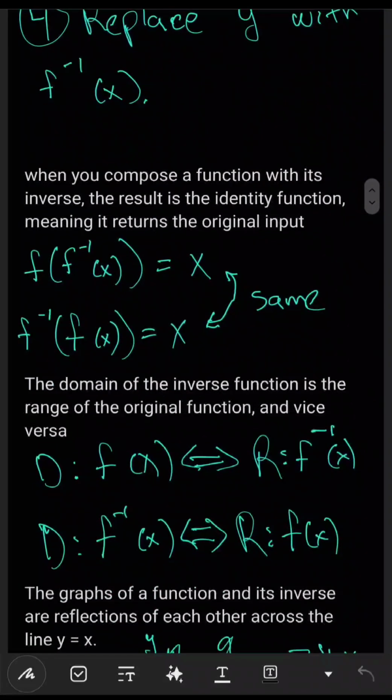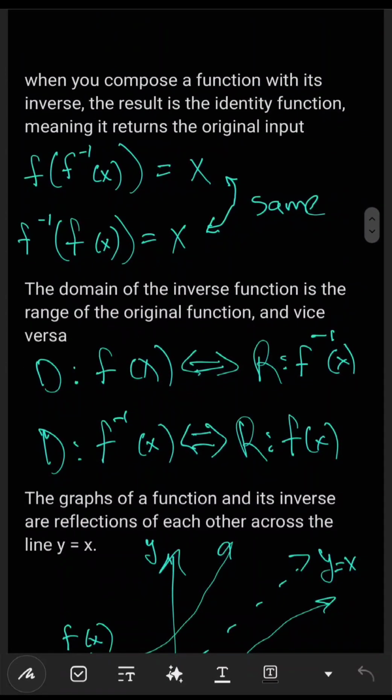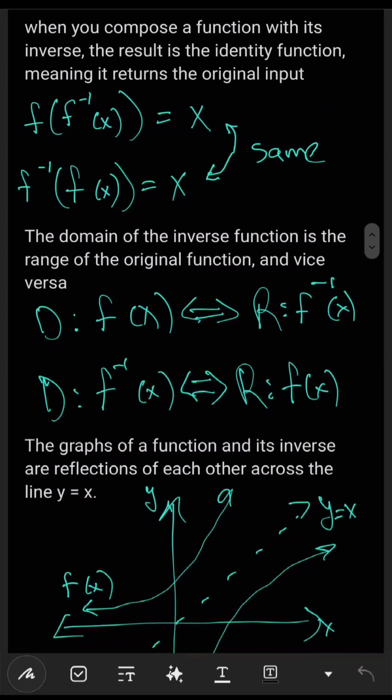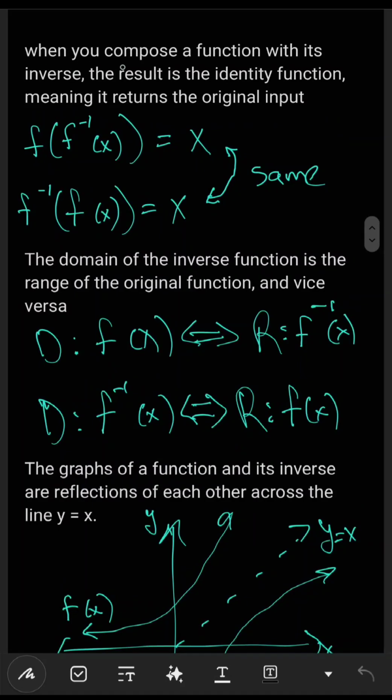Let's look at some inverse function properties. If you have a function, when you compose a function with its inverse, the result is the identity function, meaning it returns the original input. What does this all mean? If you take a function and you plug in the inverse function, the output is whatever this number is that you're plugging in.